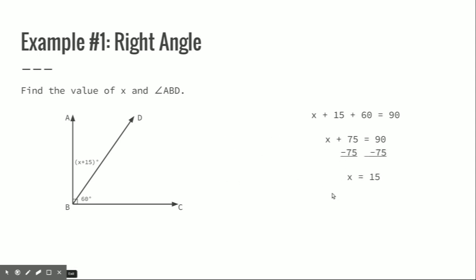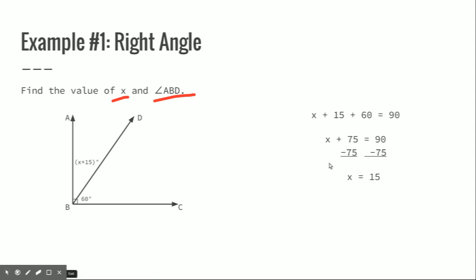Now some people stop right here and they go, oh, okay, I'm done. I found my answer. Okay, but that's not exactly true. You just found out what x is, which is one of our answers, but we also need to find out what angle ABD is. So we know that x equals 15. Now we have to find angle ABD.